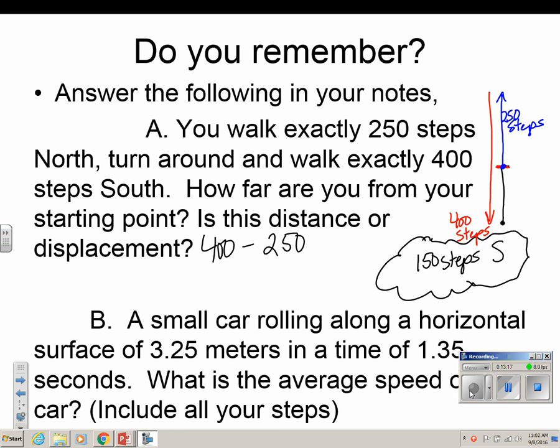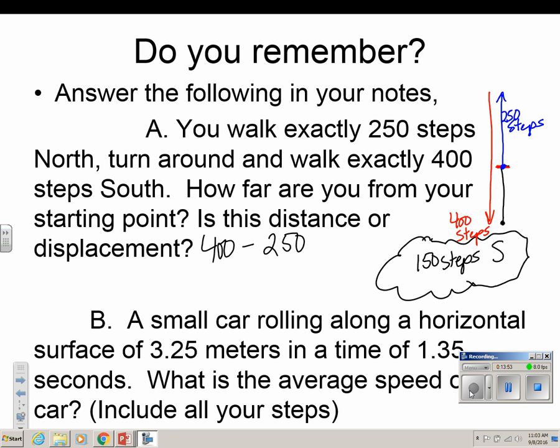So now that you've done that, you need to check for some things. Did you make a list of variables that had something like d equals 3.25 meters and t equals 1.35 seconds? And then you're looking for speed, so you might want to write s equals question mark. How do you find speed? Well, we've talked about that. Speed's really just a velocity, so it's a change in distance divided by a change in time. So you would write that formula, s equals d over t. That needs to be written on your paper.